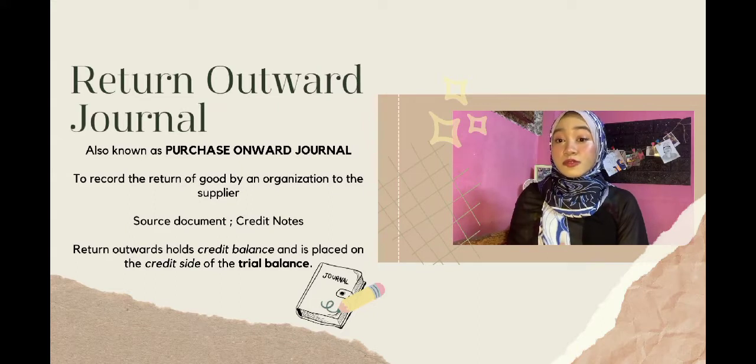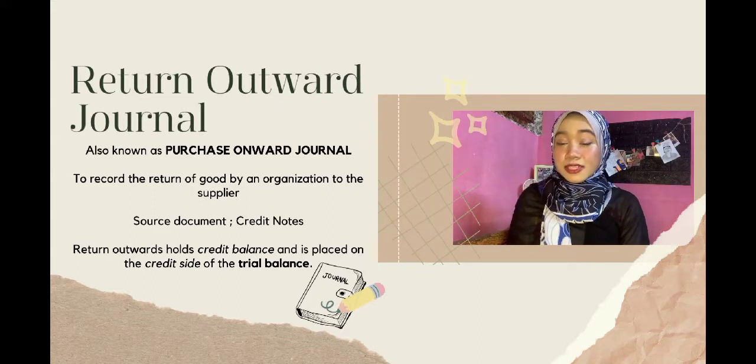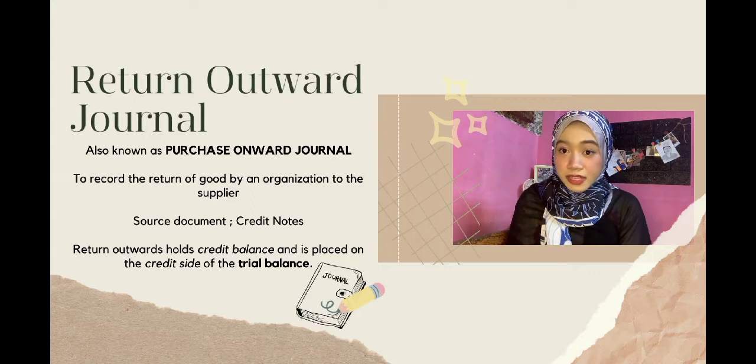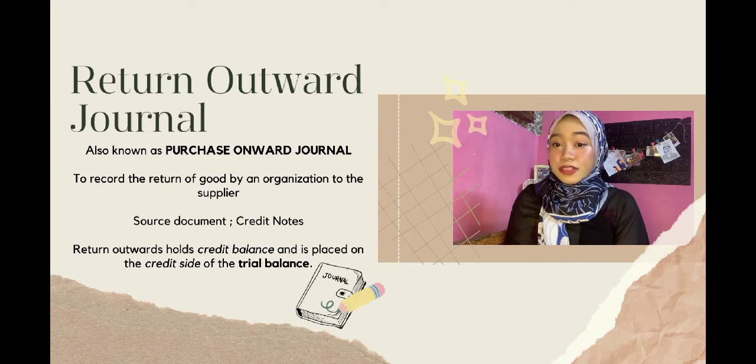So let's continue with the returns outward journal. Returns outward journal is also known as the purchase returns journal, and it is used to record the return of goods by an organization or by the buyer to the supplier. And why does returns outward happen? When the buyer purchased the goods from the supplier and finds them unsatisfactory, of course they choose to return them. So outward returns reduce the total accounts payable for a business.